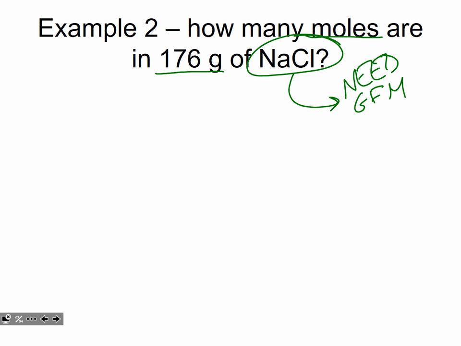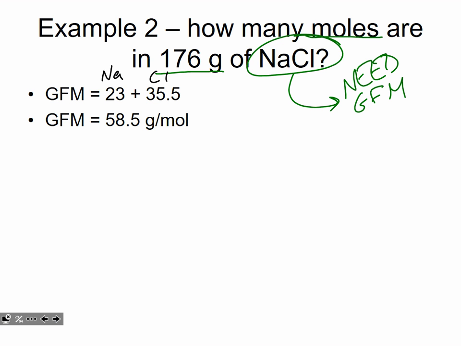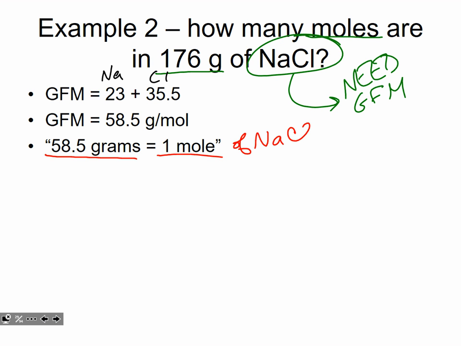So with that gram formula mass, we've got Na and Cl, so we simply add together the Na, which is 23.0, and the Cl, which is 35.5. Remember, take your gram formula masses to the 10th, please. You don't want to round chlorine to either 35 or 36. It's 35.5. So summing those together, we get 58.5 grams per mole. That means that for NaCl, and remember, gram formula mass is different for every compound, 58.5 grams is equal to 1 mole of sodium chloride.